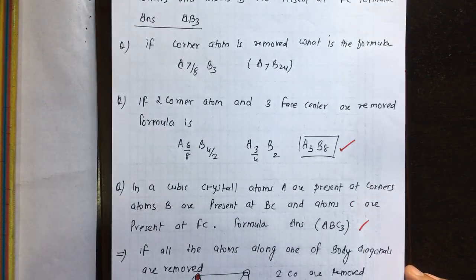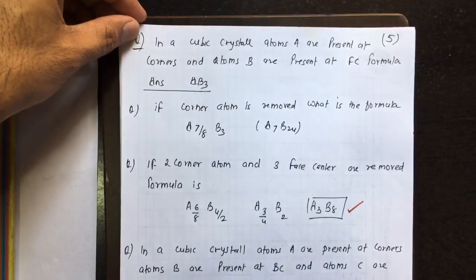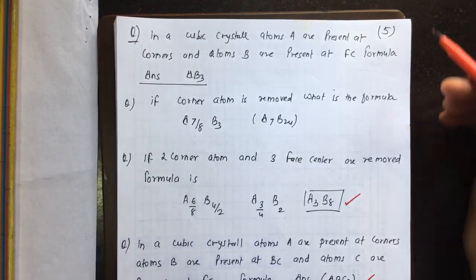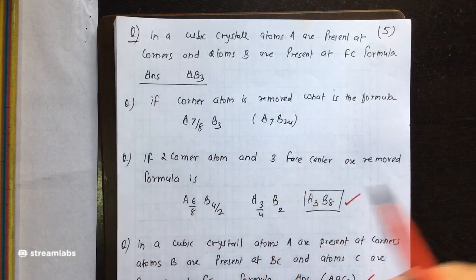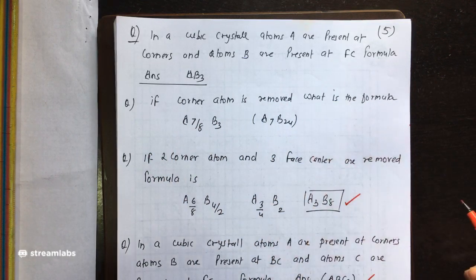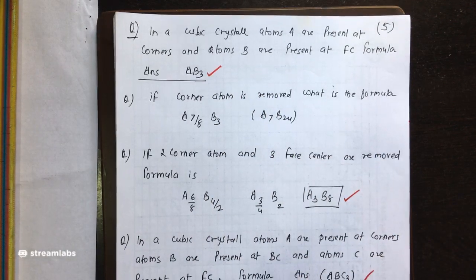Let's talk about simple questions. The question says that in a cubic crystal, atoms A are present at corners and atoms B are present at face centers. The formula of the crystalline solid will be very simple, you know that. Atoms at the corner, what is the contribution? 1 by 8. So there are 8 atoms, 8 into 1 by 8 is equal to 1. Therefore it will come as A. Face center contribution is half. 6 into 1 by 2 is equal to 3. So AB3 is the formula of the crystalline solid.